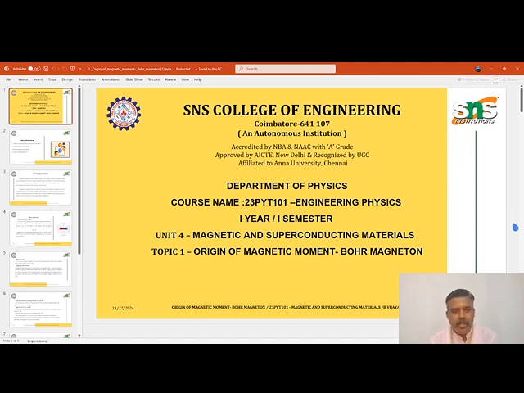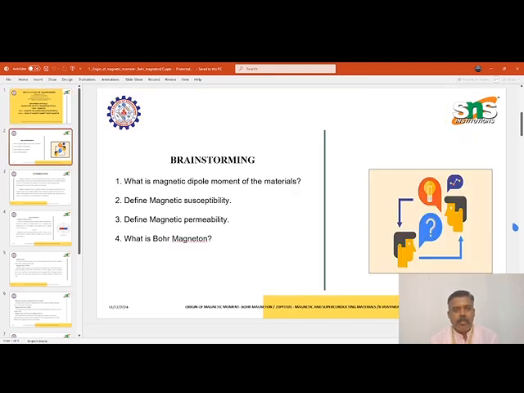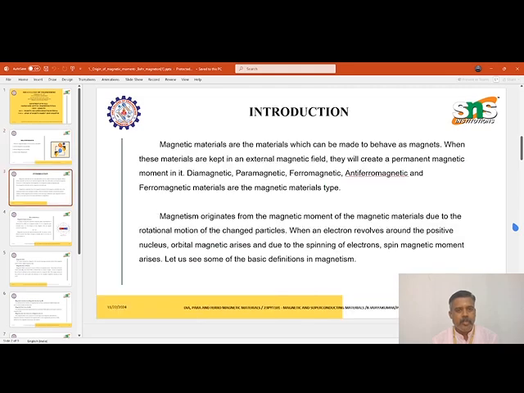Today we have taken up a new unit, magnetic and superconducting materials. The topic is the origin of magnetic moment and the unit of magnetic moment, the Bohr magneton. So the brainstorming session: what is the magnetic dipole moment of a material, define magnetic susceptibility, define magnetic permeability, and what is the Bohr magneton. These are all the questions to get clarity from this video.